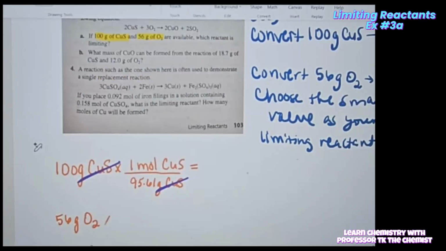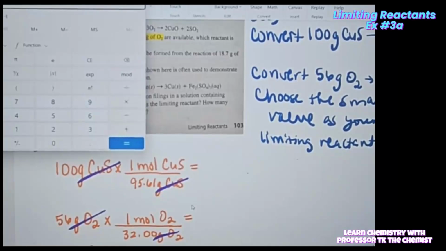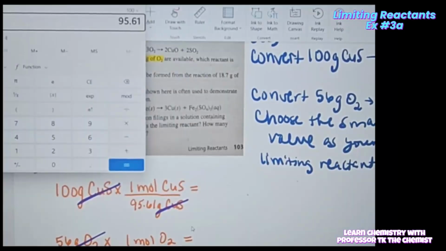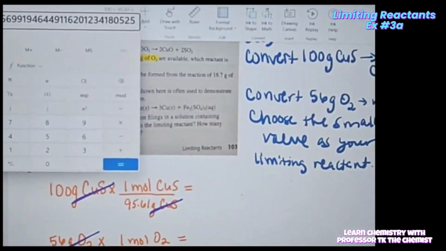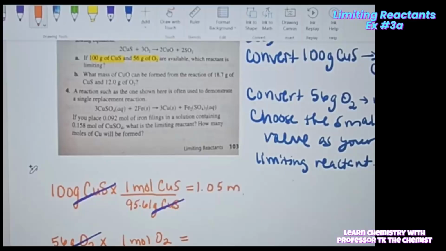You're going to do the same thing for oxygen. You've got 56 grams of oxygen that you're going to convert to a mole. All right? So again, I've got the molar mass of oxygen on the very bottom. Again, you're going to cancel out your like units and just go ahead and plug these numbers into your calculator. So you've got 100 divided by 95.61, and we get 1.05. Okay, 1.05 moles of copper 2 sulfide.